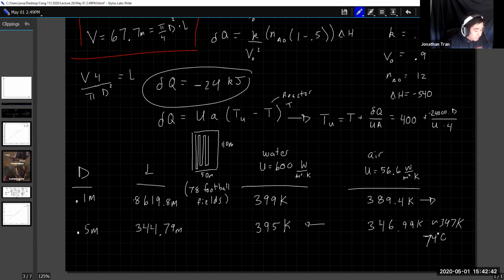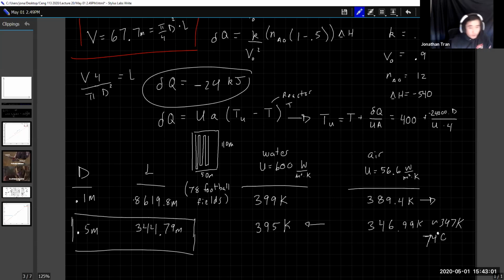But this kind of thing would affect your consideration in terms of the design process of your PFR. Now, realistically, I think that a 0.5 meter diameter is already pretty huge. And then to say that a 0.5 meter diameter runs the length of the equivalent of 3 football fields, this reaction is already somewhat absurd.